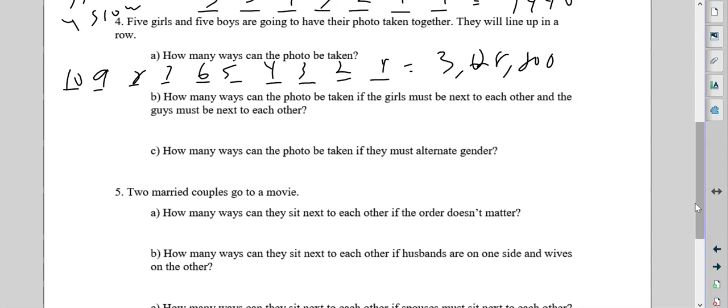Now, what if we have this more specific situation? How many ways can the photos be taken if the girls must be next to each other and the boys must be next to each other? Well then, if you think about it, there's still the 10 slots. 1, 2, 3, 4, 5, 6, 7, 8, 9, 10. So you got your 10 spots. But you basically have to have your girls all right here. 5, 4, 3, 2, 1.